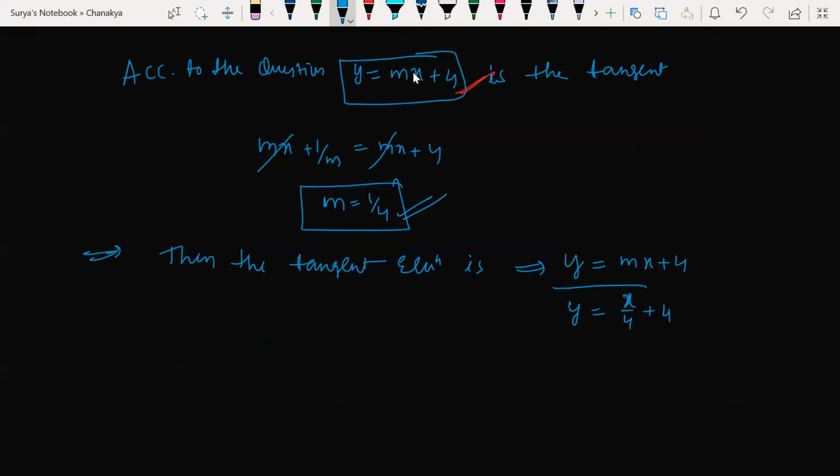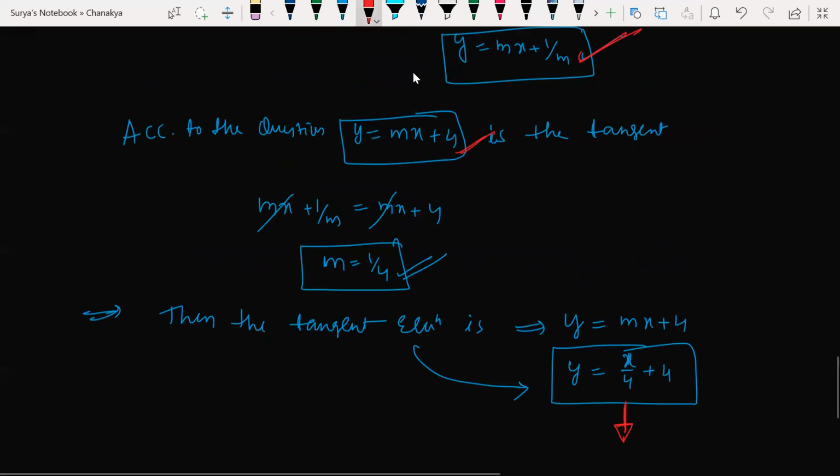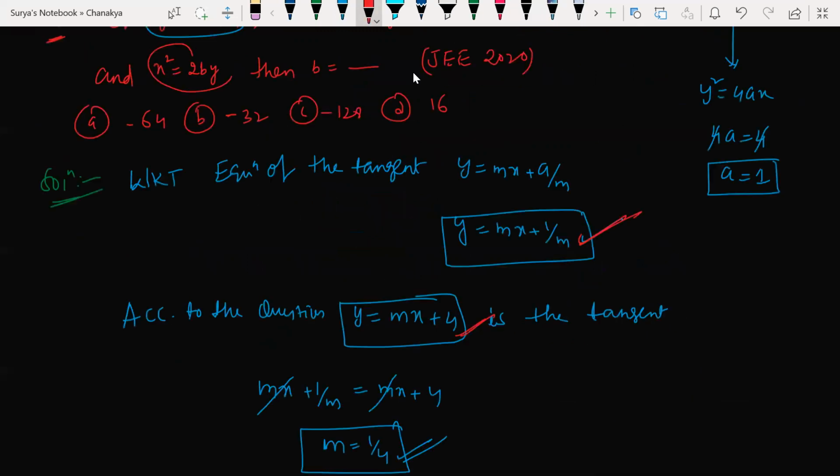ये मिल गया मेरा. व्हाट इज दिस? इक्वेशन ऑफ द टेंजेंट. बेटा ध्यान से सुनिए, this is a tangent to which parabola, this parabola also. मुझे चाहिए b का वैल्यू, तो मैं कैसे फाइंड आउट करूंगा सर? We need to find out b value here.